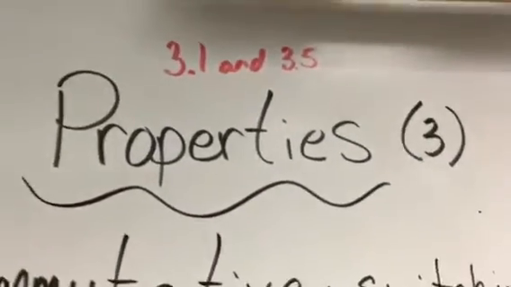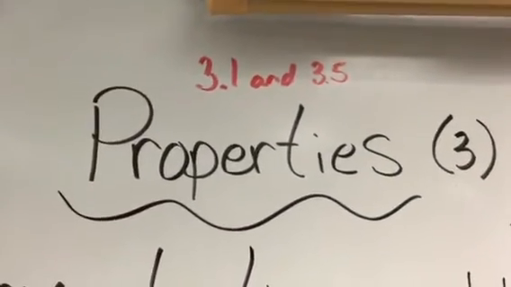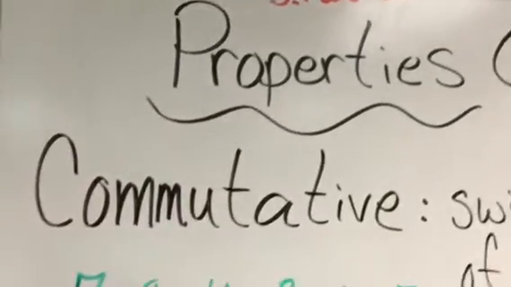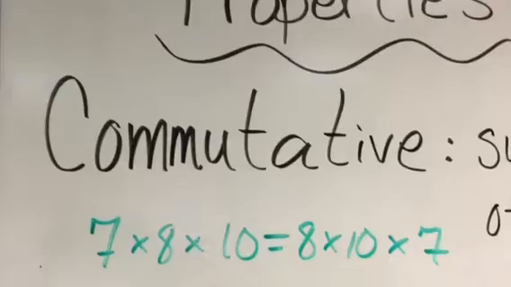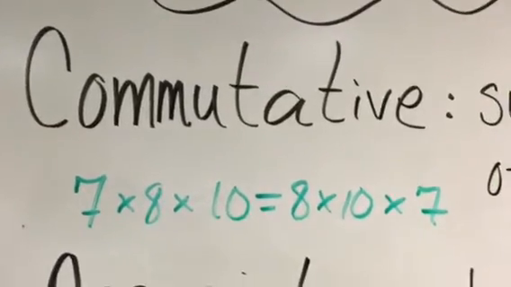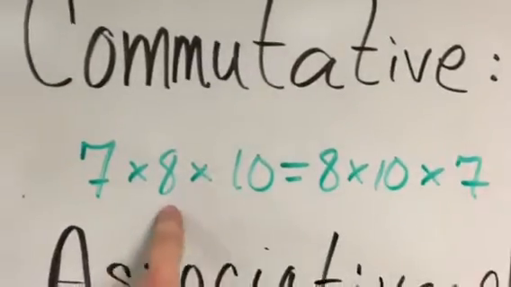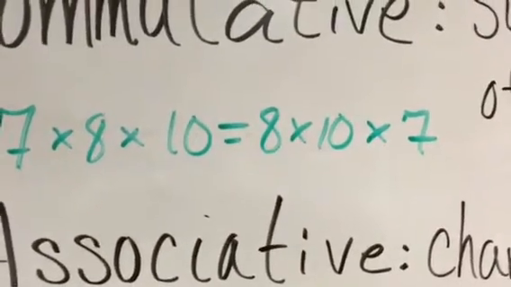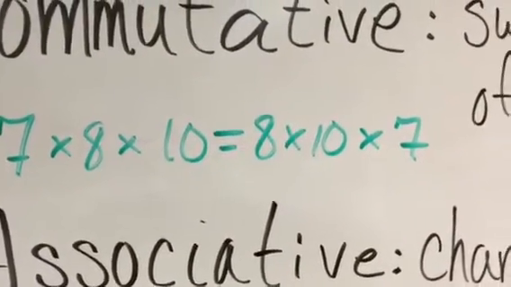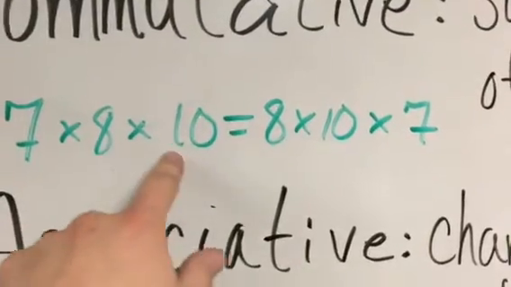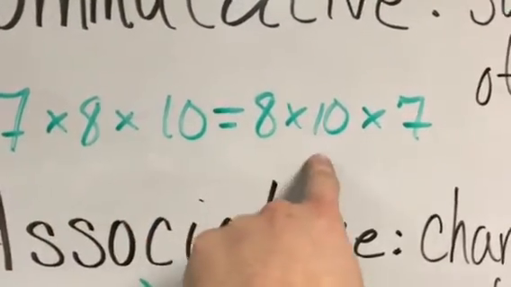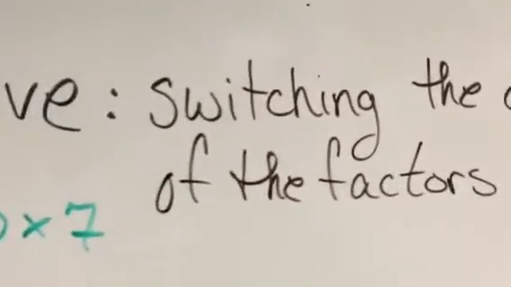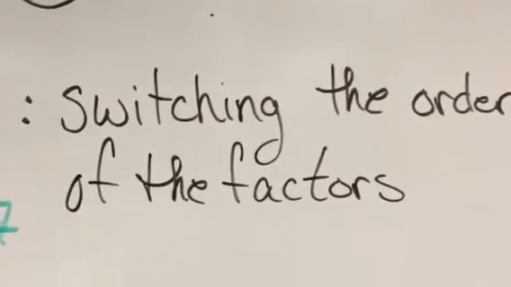You can see there'll be 3 questions on properties, and they're lessons 3.1 and 3.5. The first property we've talked about this year was the commutative property, and here's what it looks like. If I have 7 times 8 times 10, it doesn't matter the order that I multiply them together, it'll still equal the same thing. So 7 times 8 times 10 would equal 8 times 10 times 7. The key word I use for this is switching. You're just switching around the order of the factors.